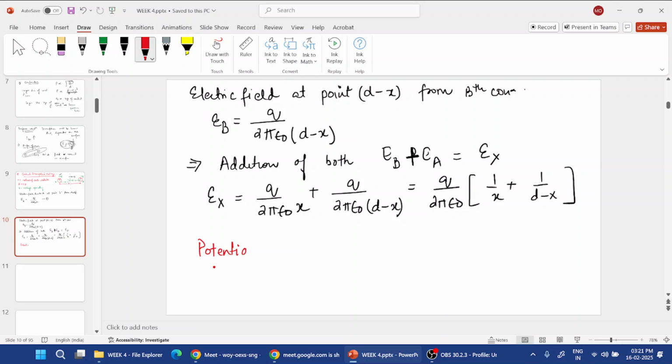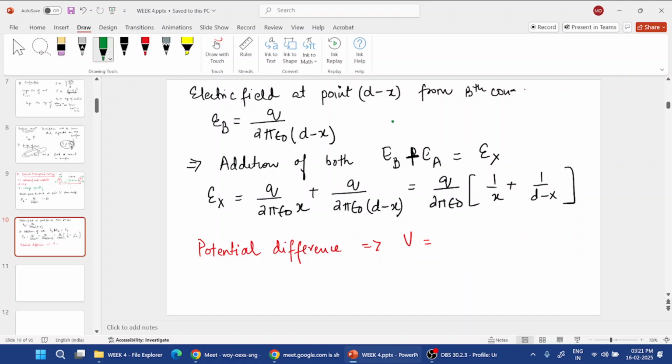Now, this is the electric field, and we know the formula to calculate potential difference. Potential difference is V equal to minus integral of E dot dx from d minus x. Let me put a generalized statement first of all.